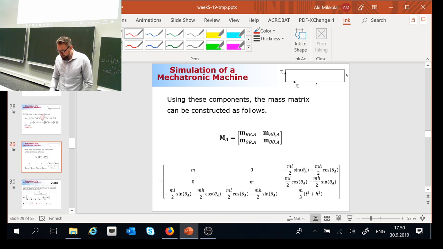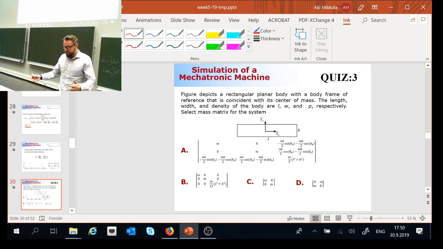The in-class quiz is as follows. Oh, this is the summary. I'm putting everything together, so no surprises here. And my in-class quiz is this. A figure depicts a triangular planar body with the body frame of reference coincident with its center of mass. Length, width, and density are given. So what's going to be the mass matrix? And let me put the in-class quiz on.